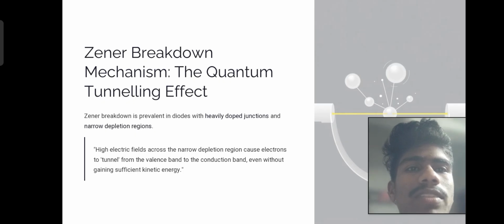Zener breakdown mechanism and the quantum tunneling effect. Zener breakdown is prevalent in diodes with heavily doped junctions and narrow depletion regions. High electric fields across the narrow depletion region cause electrons to tunnel from the valence band to the conduction band, even without gaining sufficient kinetic energy.